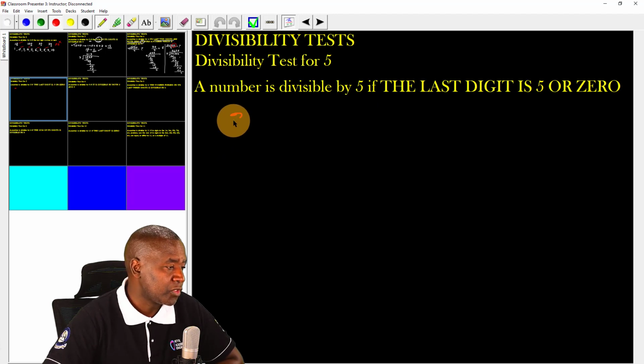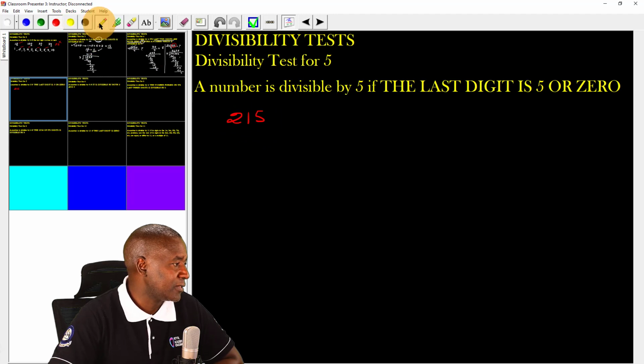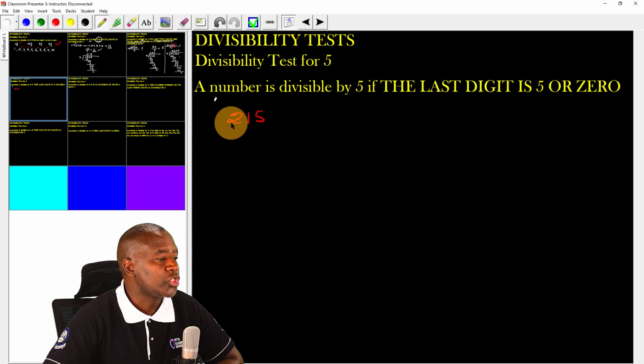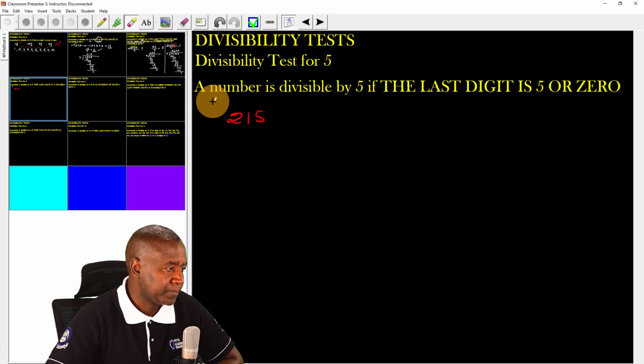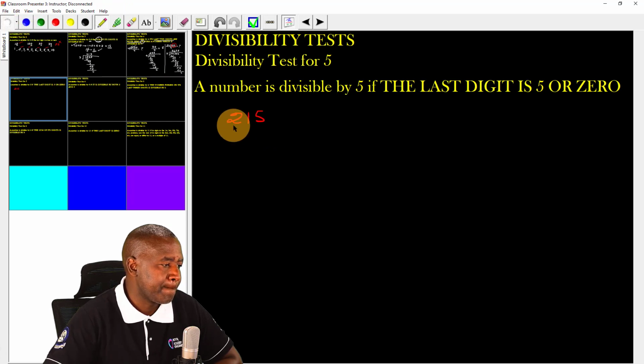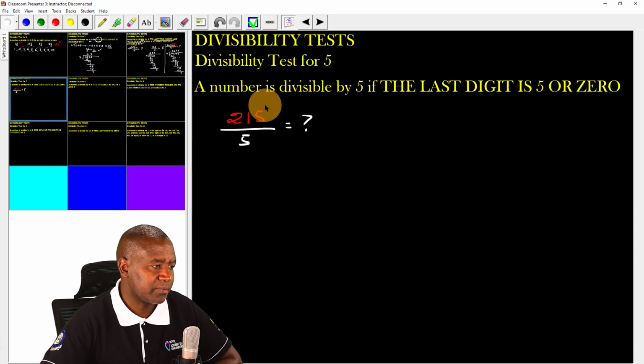Let's see, 215, for example. Let me change the color for the pen. 215. We want to know, is 215 divisible by 5? We just need to look at this last digit. If the last digit is 5, then it is divisible by 5.